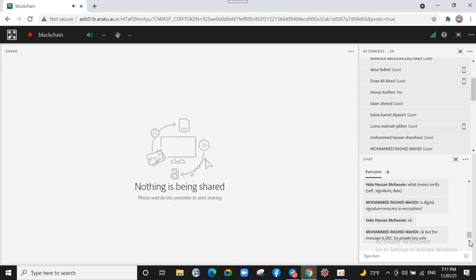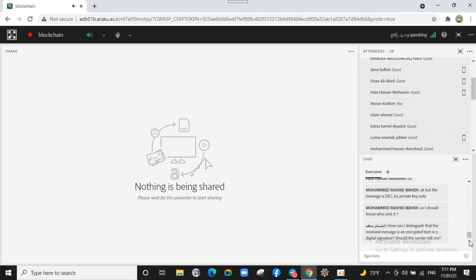The message is decrypted with the private key. Yes. Suppose the message is not decrypted; encryption is another concept. Here we are talking about digital signature. If we encrypt a message with the private key, it's called a digital signature. But if we encrypt a message with the public key and decrypt it with the private key, it's called encryption and decryption.